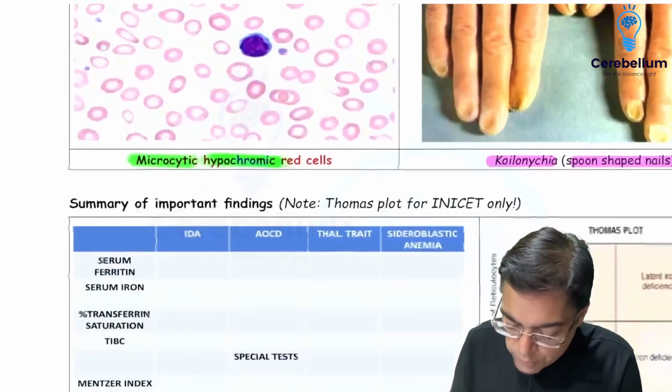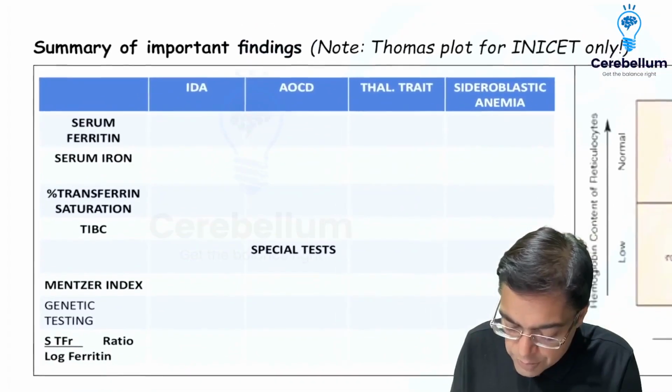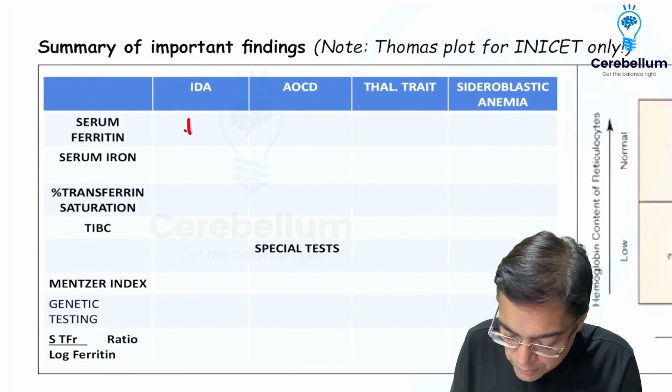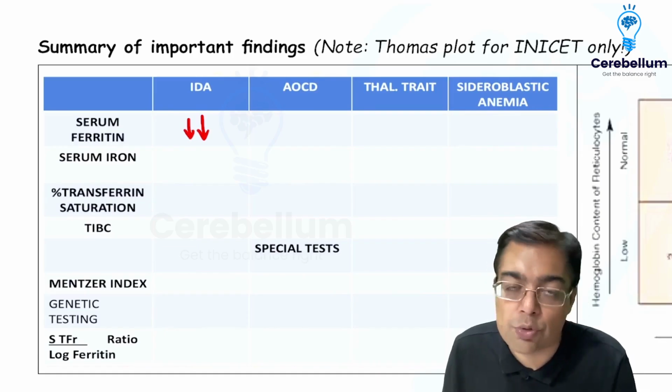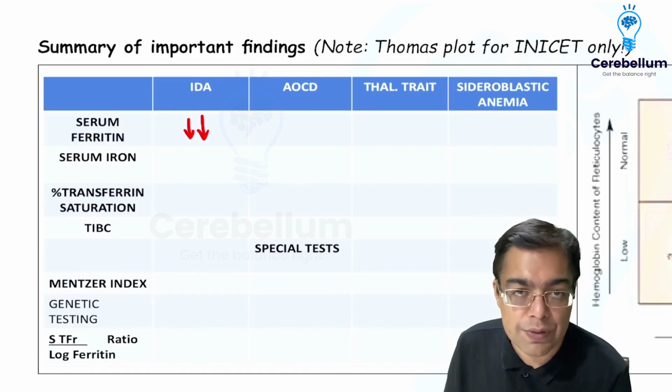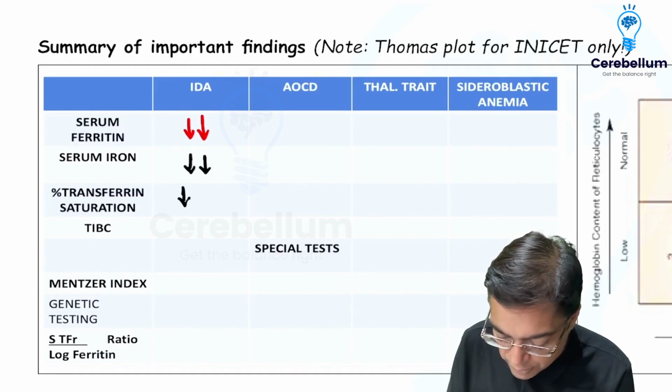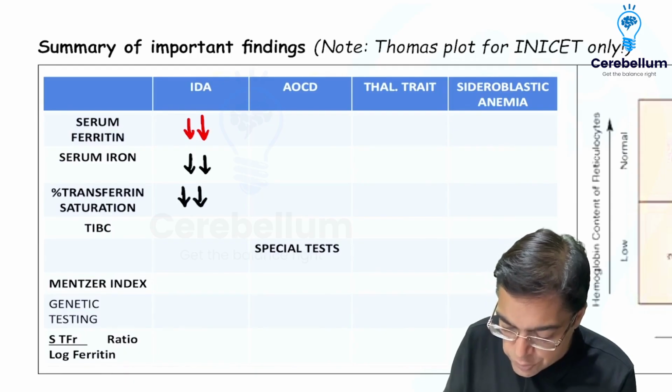Now, what are the findings that are going to be seen in a patient suffering from iron deficiency anemia? Patients having iron deficiency anemia initially are going to have a decrease in the concentration of serum ferritin. So the storage form of iron is going to be reduced first. In due course of time, serum iron is going to go down. Patients are going to have a decrease in the percentage transferrin saturation as well.